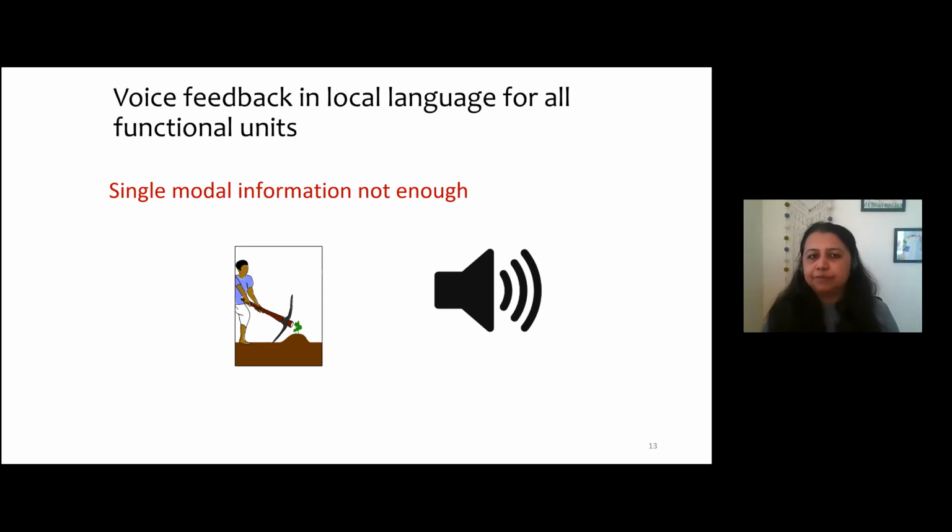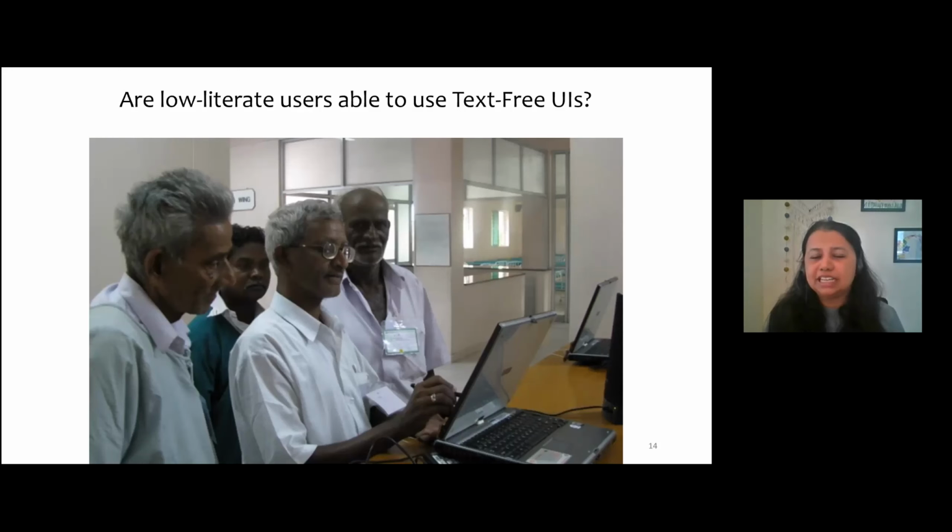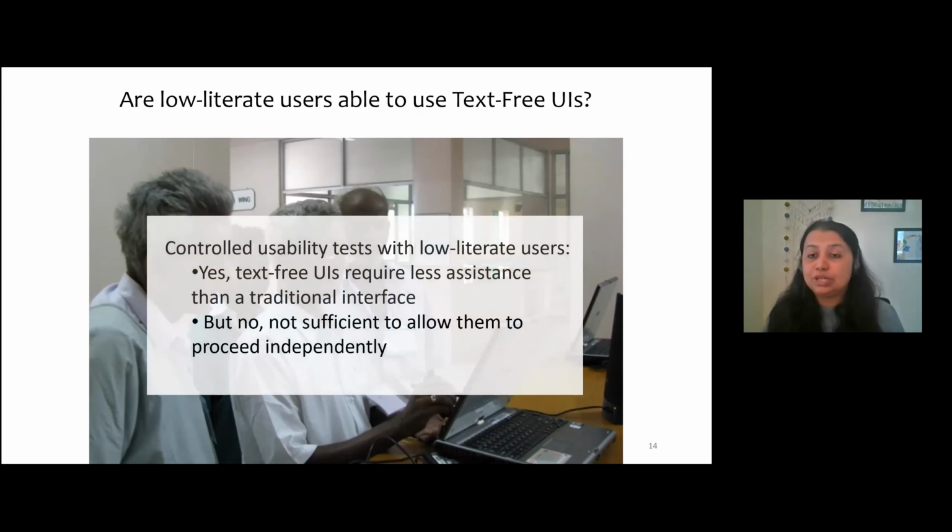We saw that just the graphic by itself was not enough, especially for complex information, like farming, let's say. The graphic had to be accompanied by voice output explaining what that graphic was. Especially for more complex domains, we had to do that. Now the question is, are low literate users able to use these interfaces? So we did controlled studies. We saw that, compared to traditional interfaces, our interfaces require less assistance, but they were not sufficient to let people proceed independently using these interfaces.